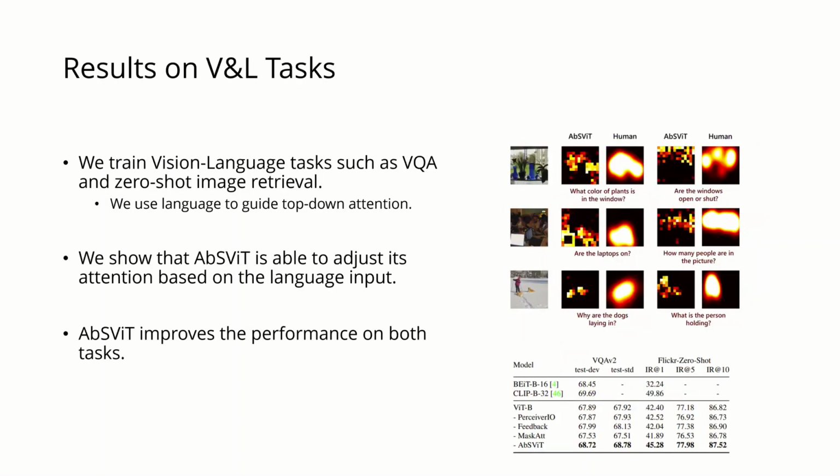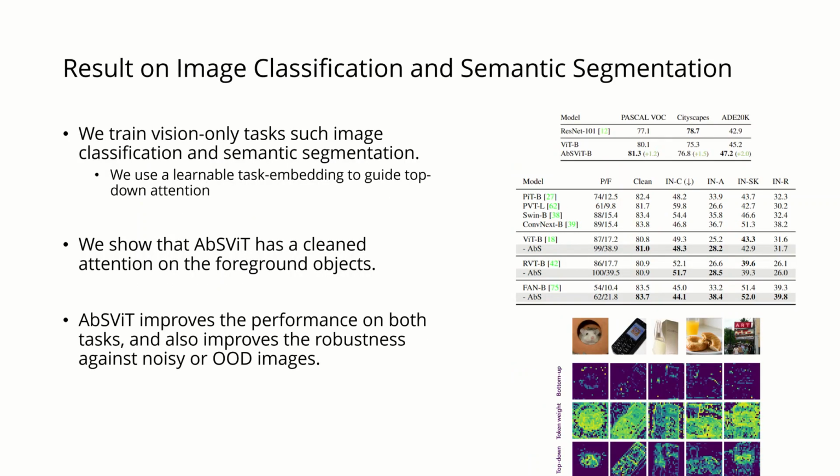For the experiments, we apply AbSViT on vision language tasks such as VQA and zero-shot image retrieval, and we use language to guide the visual attention. It turns out AbSViT is able to focus its attention on the objects that are relevant to the language input. And we also show that AbSViT is able to improve the performance on both tasks.